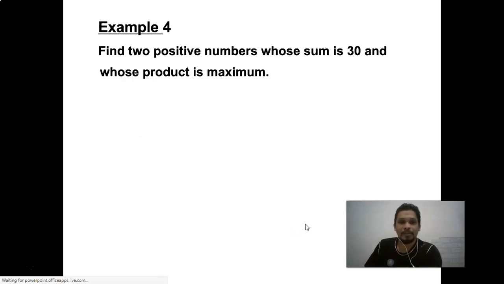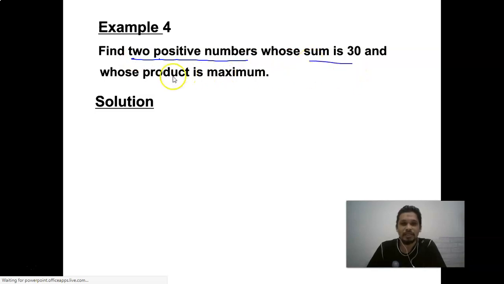Okay, so right now let's see the solution for this question. I mention the question here now: find two positive numbers with the sum 30 and the product is maximum.